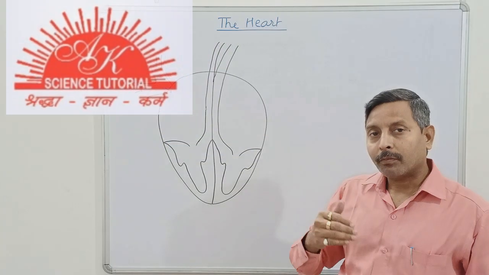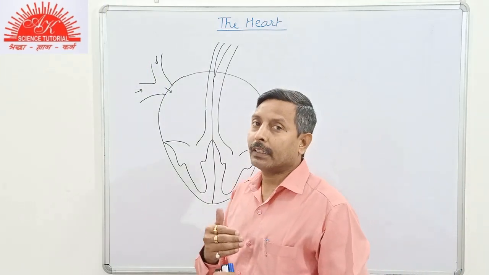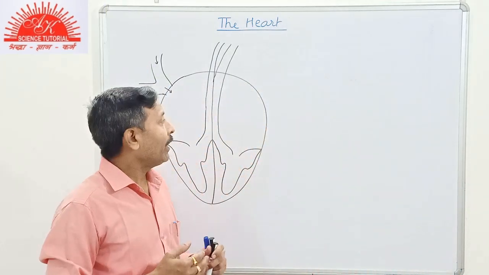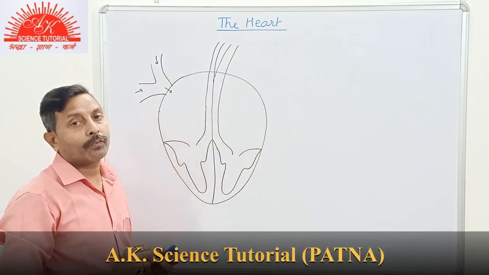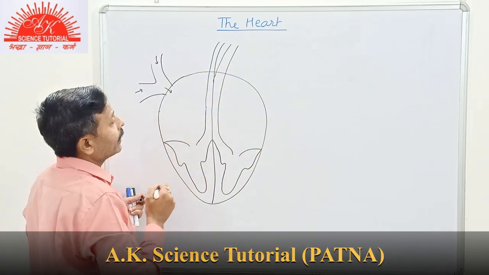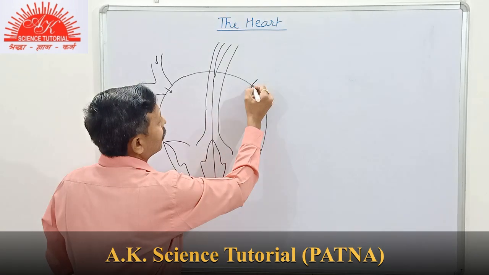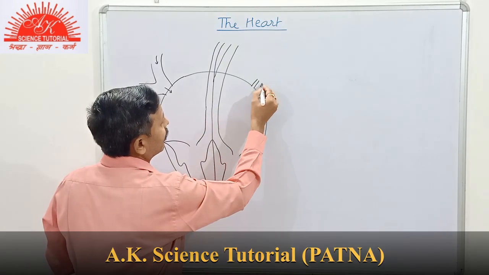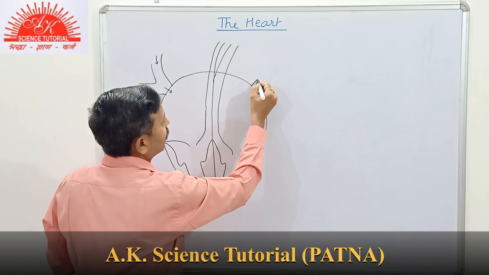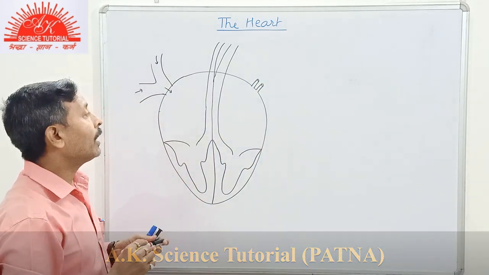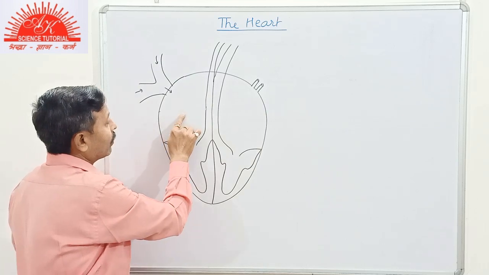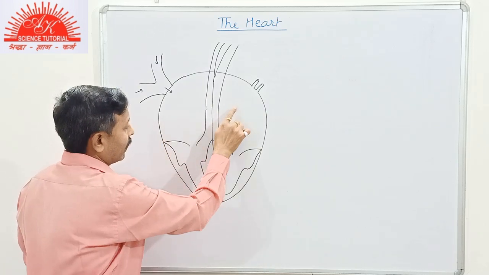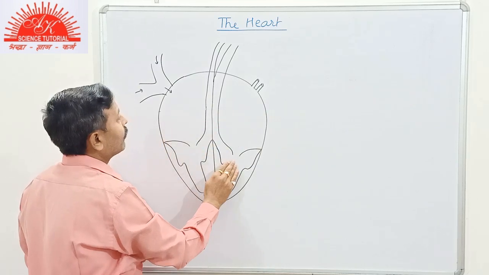Students, in the first part of this topic, that is the heart, we had studied about the internal structure of the heart. We had studied in this part about the chambers of the heart, the valves in the heart, as well as the blood vessels entering or leaving the heart. Like you see, this is right auricle, this is left auricle, right ventricle, left ventricle.